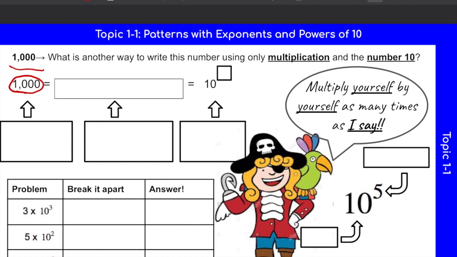Well, if you think about it, the number 1,000, by using multiplication and the number 10, we can represent it by going 10 times 10 times 10. 10 times 10 is 100. 100 times 10 is 1,000. All right? So this number, written just as a number form, we know this as standard form.